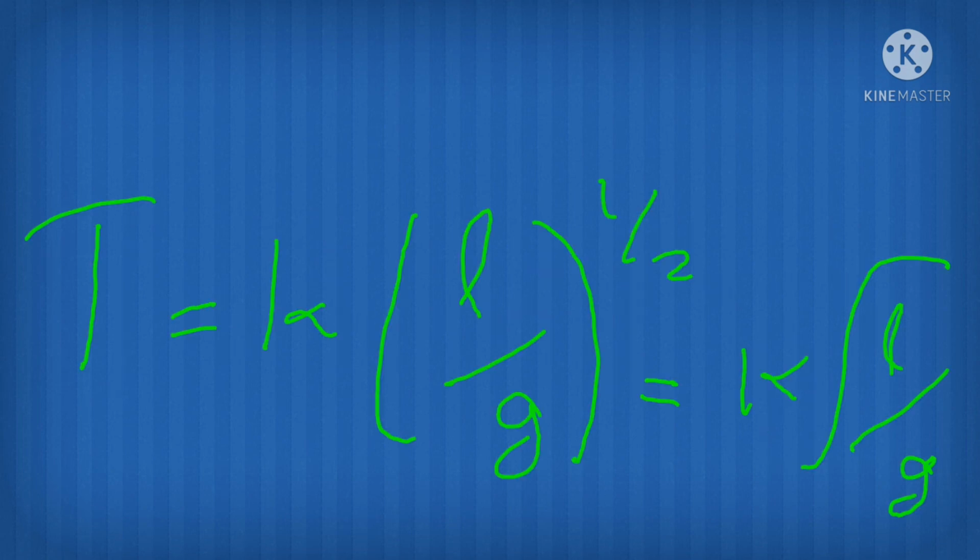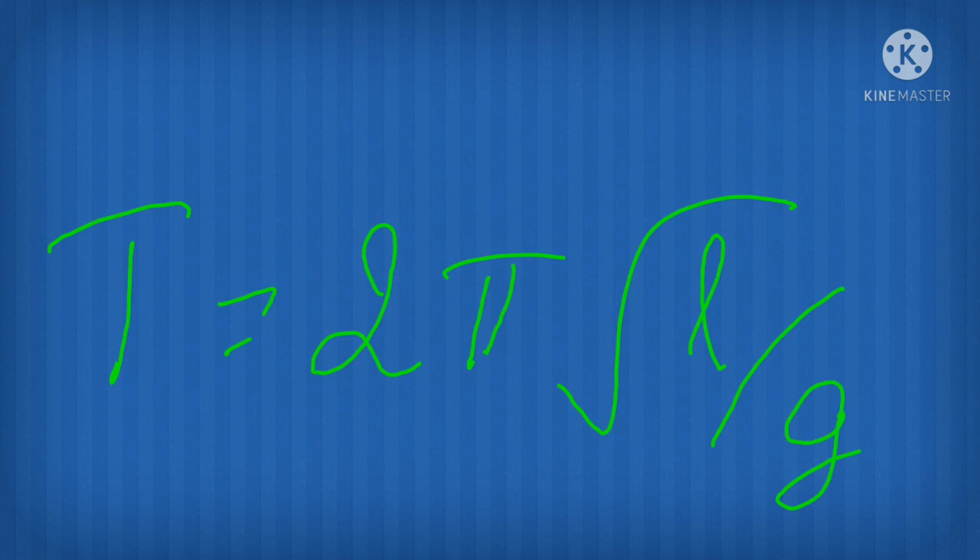So we can write T equal to K into L by G the whole power half, equal to K into square root of L by G. And it is given that the value of K equal to 2 pi. Therefore, we can substitute for K and we get T equal to 2 pi into square root of L by G.